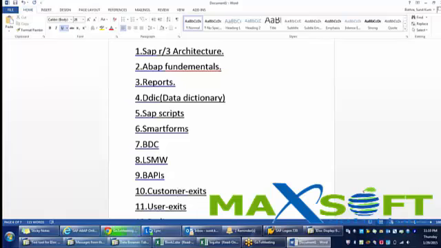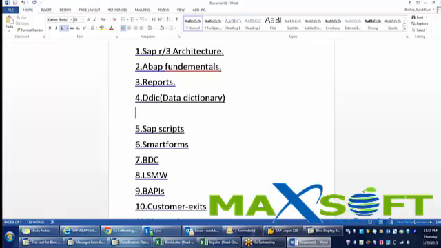And here one topic I forgot, which is module pool programming. Yeah, module pool, where we design screens. So module pool programming. Okay.